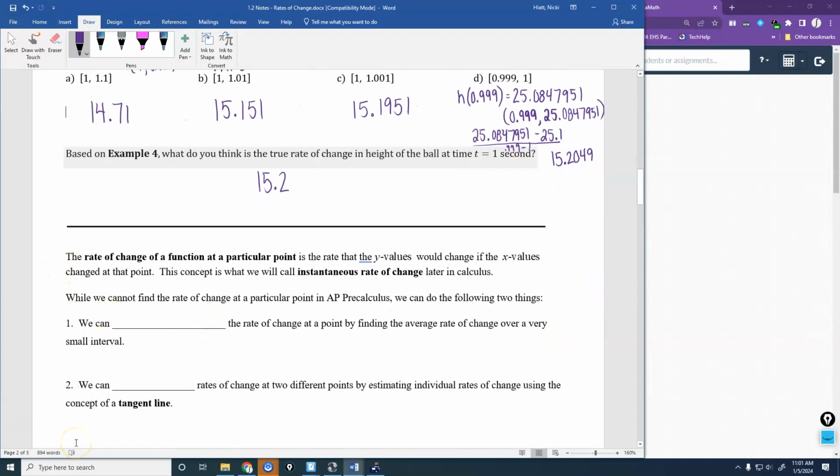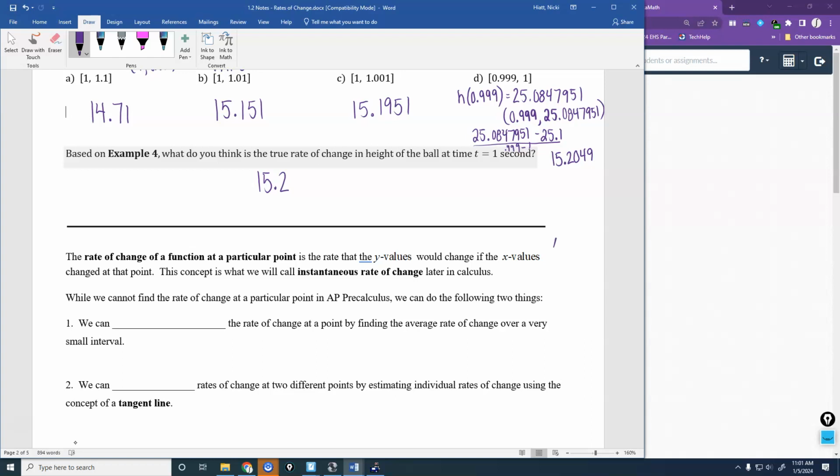Let's talk about that idea a little bit more. The rate of change of a function at a particular point is the rate the y values would change if the x values changed at that point. Think about that change in y over change in x you've probably seen before.